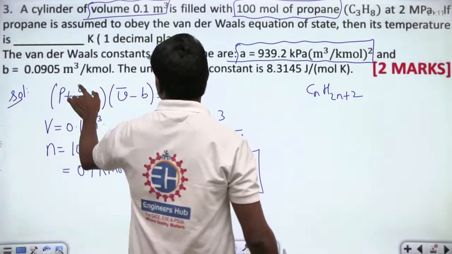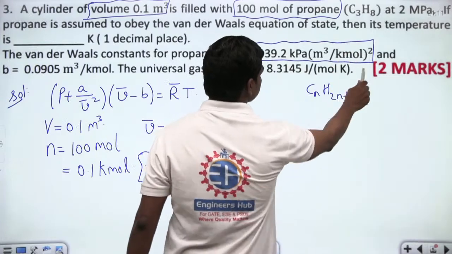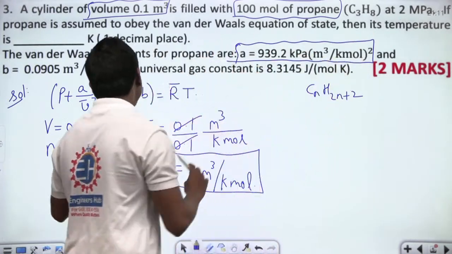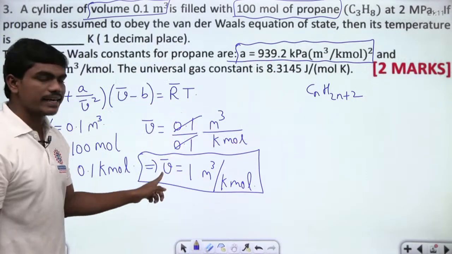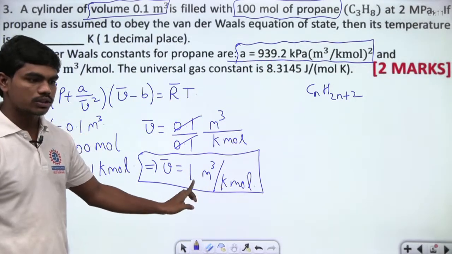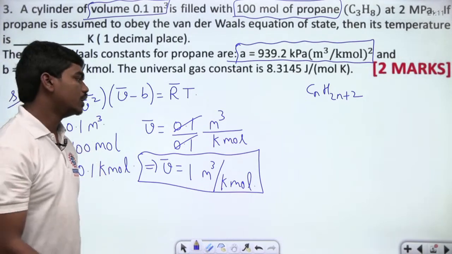So if you want to add this constant to this P, then definitely this meter cube per kilomole square has to be cancelled, which means this V bar has to be in the units of meter cube per kilomole. Clear? So that's why we are writing this V bar in meter cube per kilomoles. Okay, so that is 1 meter cube per kilomole.